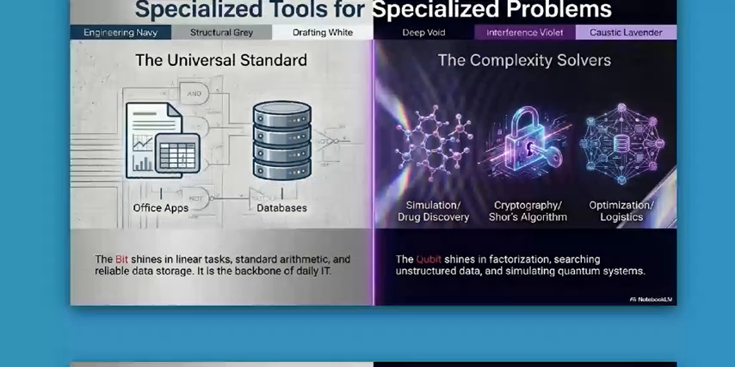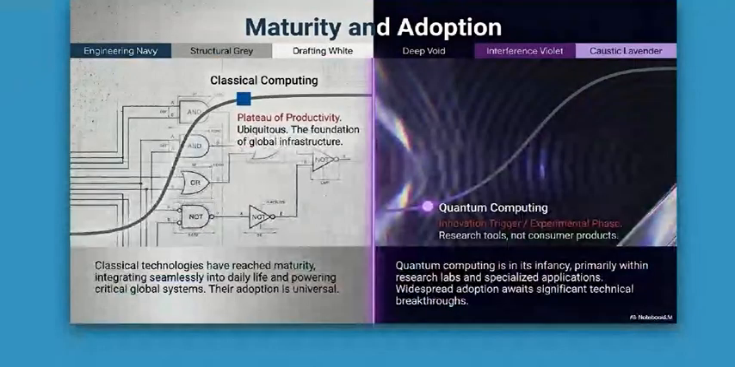So looking forward to the future, what does the corporate data center of, say, 2035 look like? The source gives us a roadmap on slide 14 titled The Hybrid Model. This is the key takeaway for tech leadership. The future isn't the qubit instead of the bit. It is the qubit orchestrated by the bit.